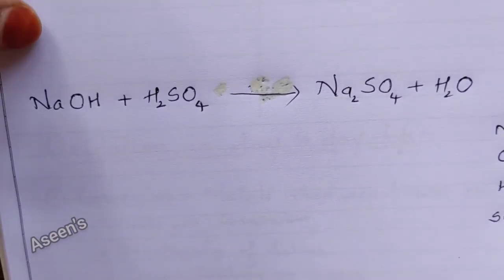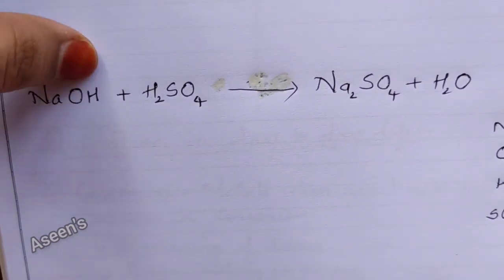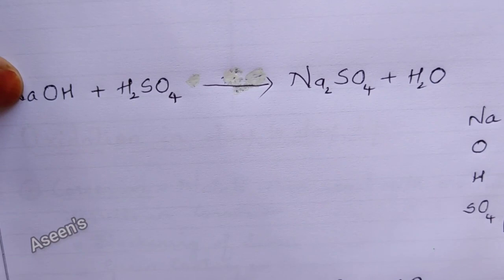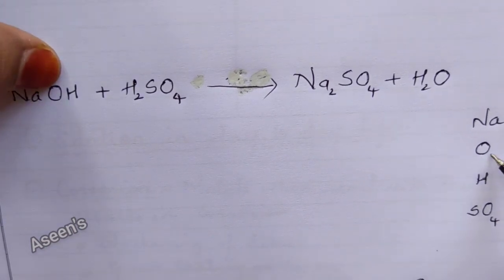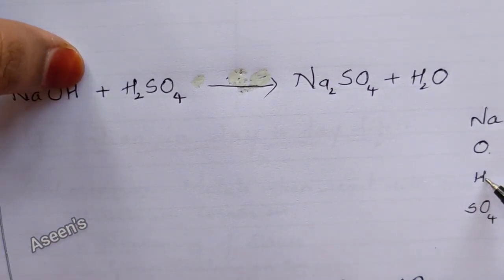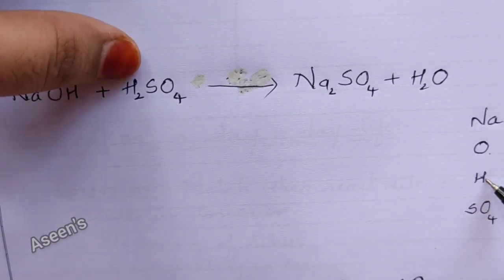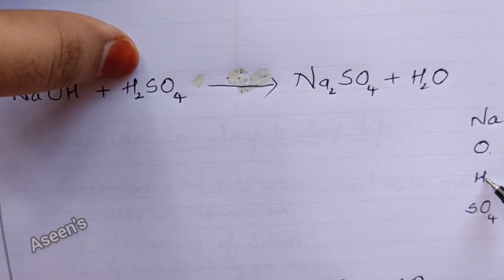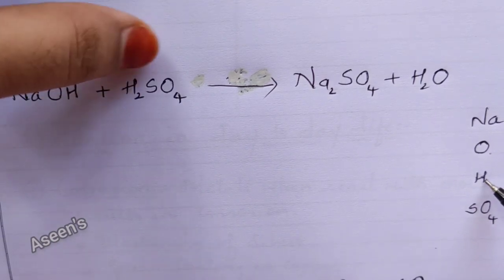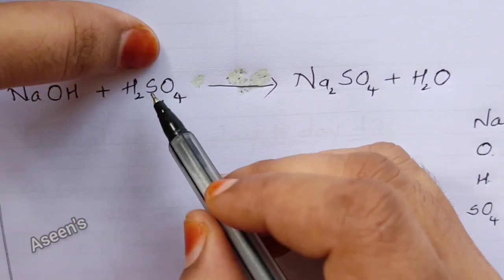Now as you can see here, I have got sodium hydroxide. So sodium is an element, oxygen is an element, hydrogen is an element, and then here again I have got hydrogen. I'm not going to repeat it because I have already written hydrogen. And then as you can see here, SO4.